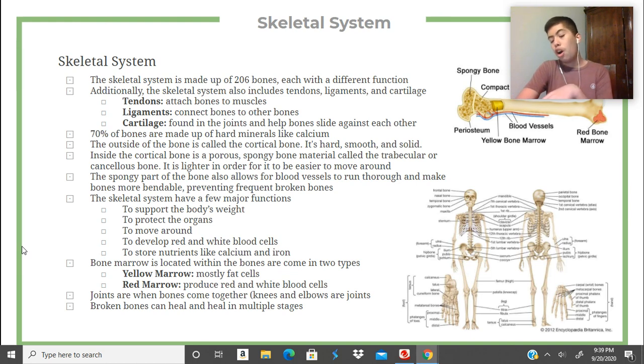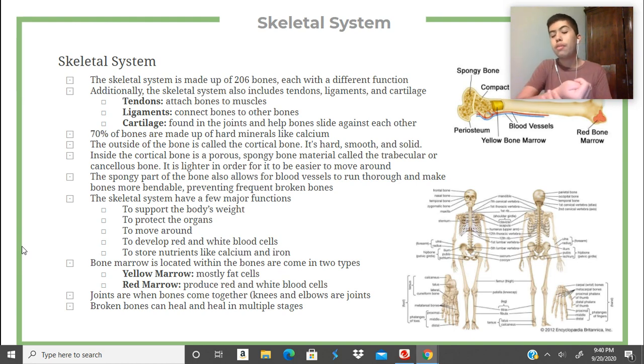So that's why there's the hard outer part, and then the spongy bone or the cancellous bone, and that makes it much easier for us to move our bones around, so we can have easier movement of our hands and of our entire body. And of course, the spongy part of the bone also allows for blood vessels to run through and make bones more bendable, preventing frequent broken bones.